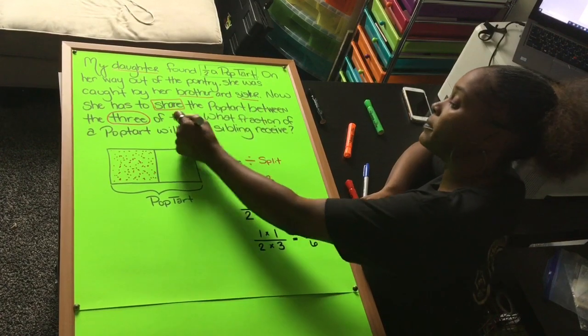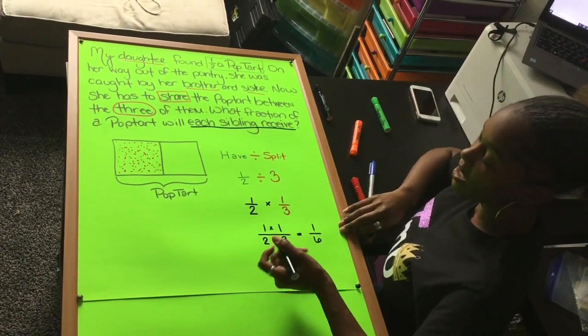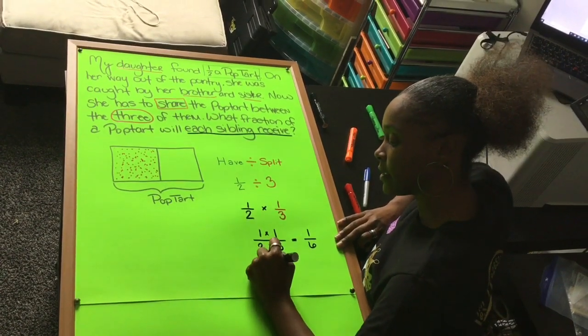So each sibling will receive 1/6 of a Pop-Tart. Let's write that down.